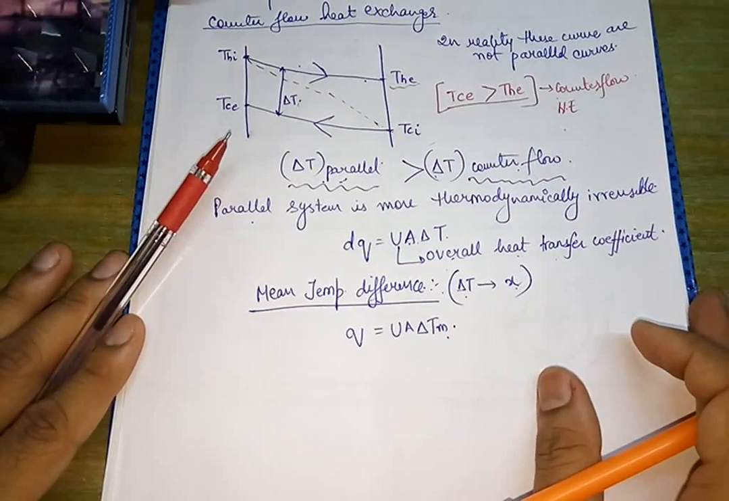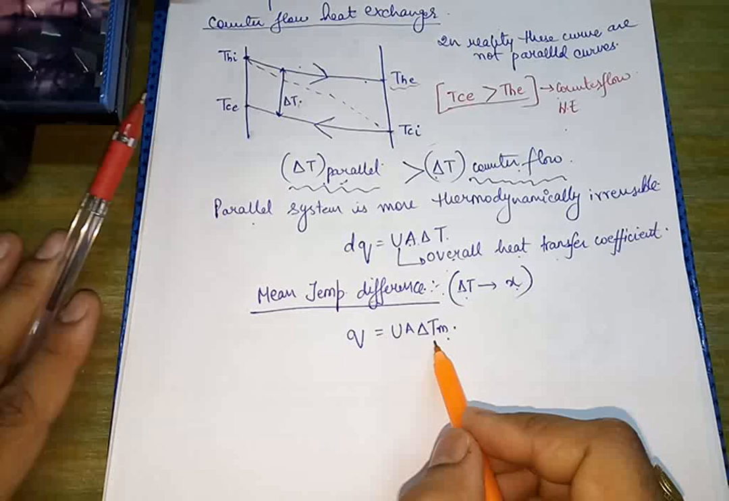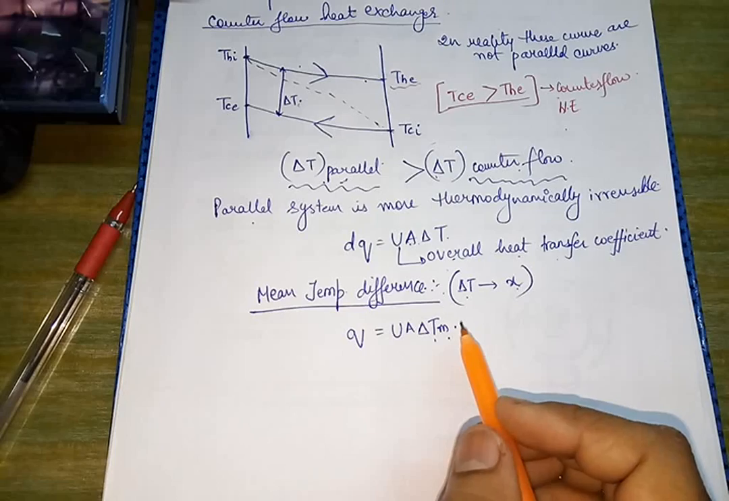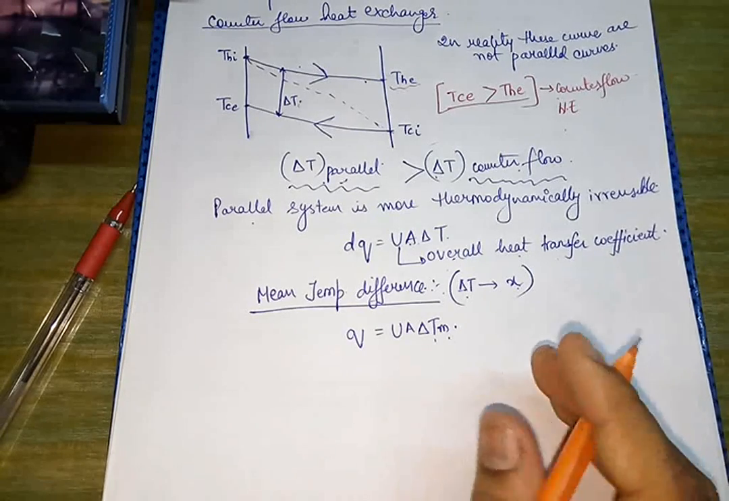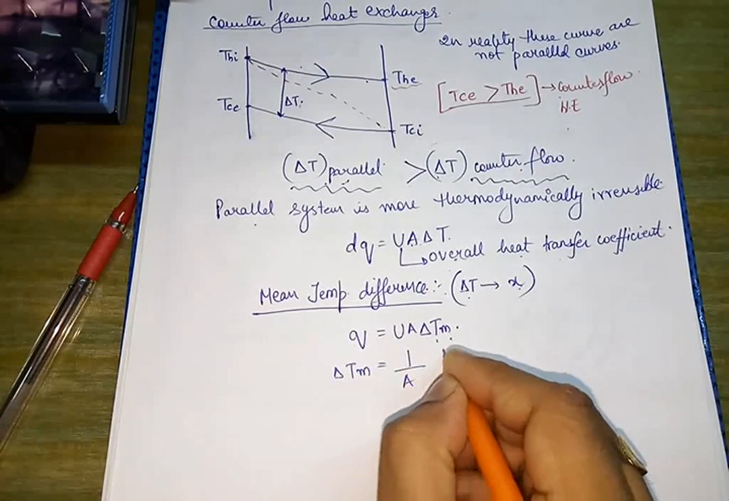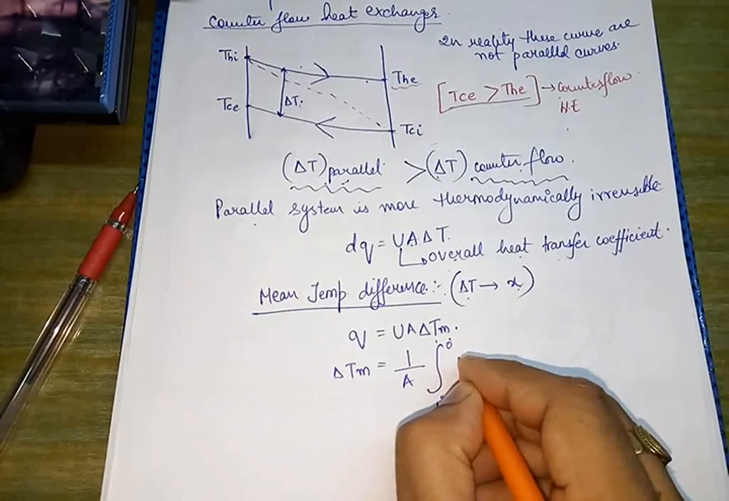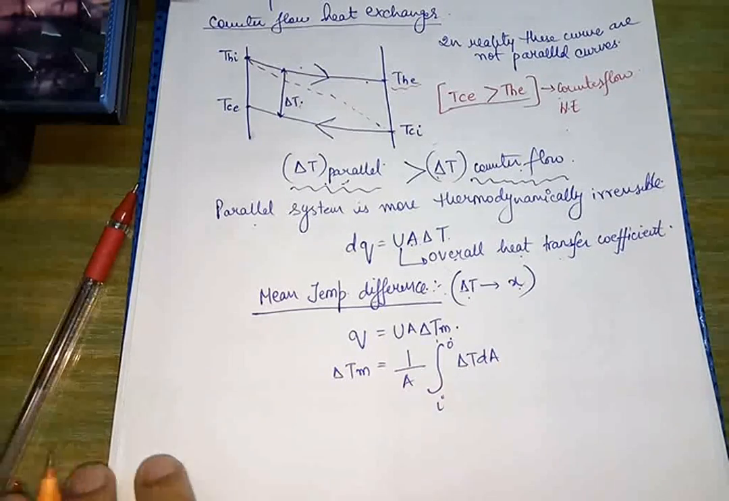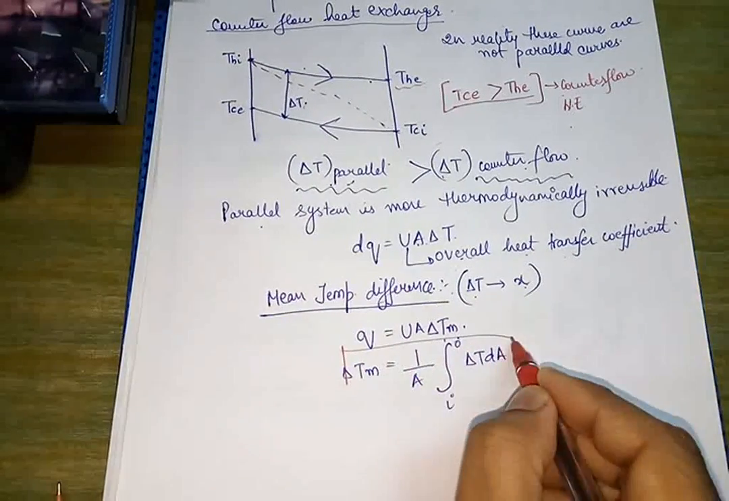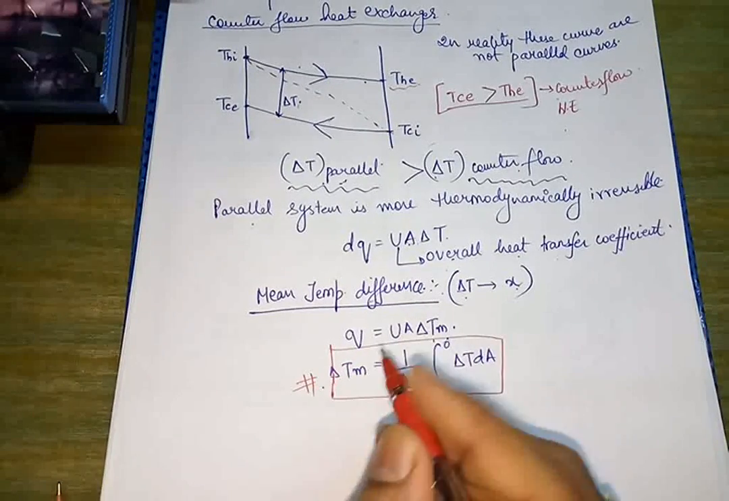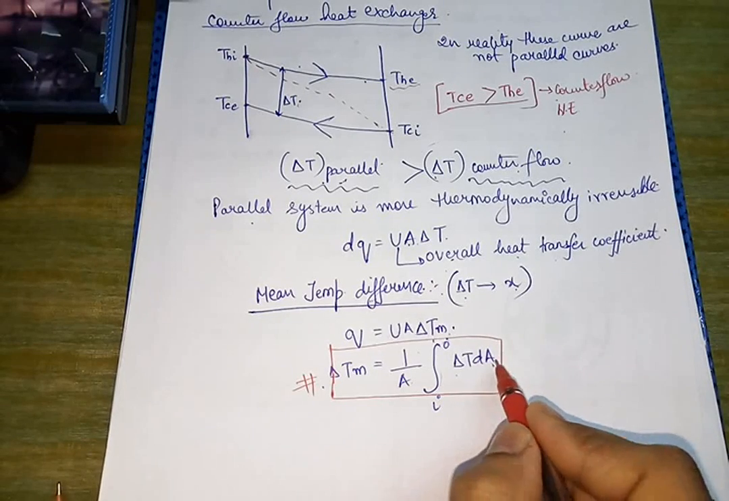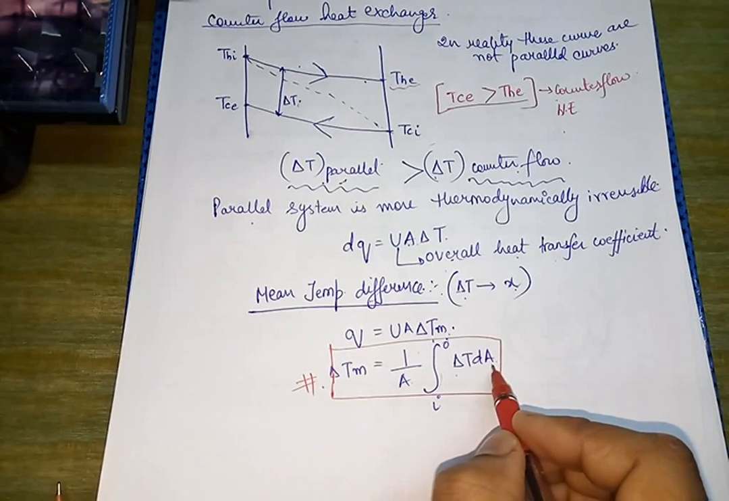Now we will not derive the expression for this mean temperature difference, but rather I am going to write it directly, because that is not in our scope of syllabus. The direct formula is useful, that is delta T mean is equals to 1 upon A integral inlet to outlet delta T dA. Okay, this is the expression for the mean temperature difference, that is 1 upon A from integral inlet to outlet delta T dA.